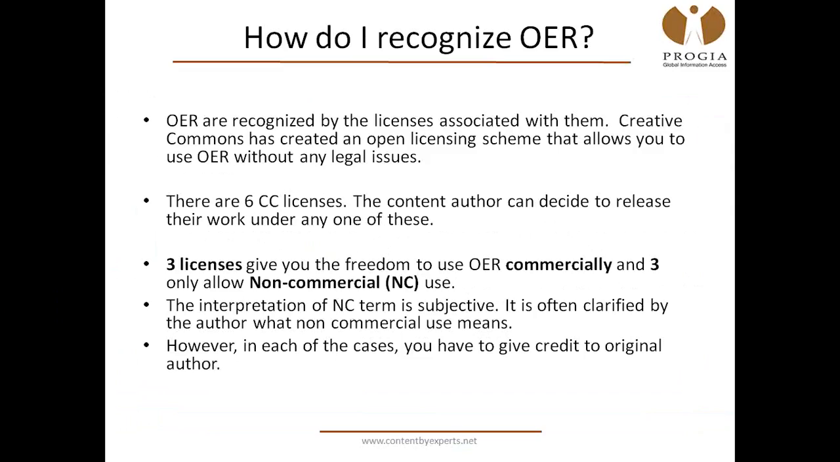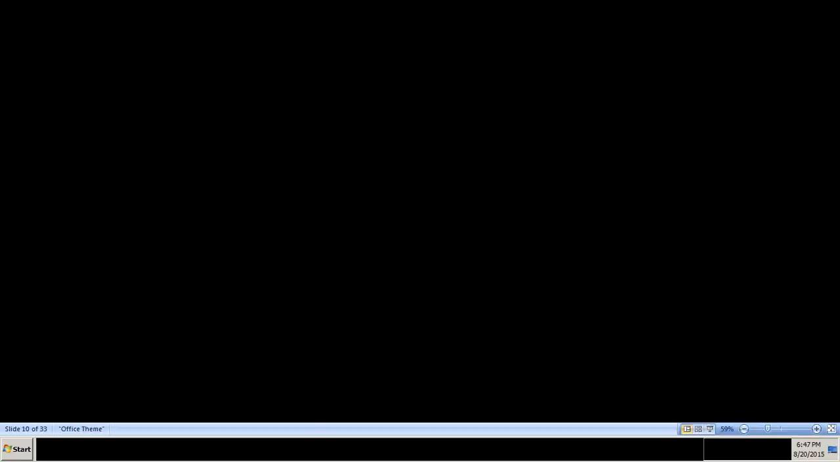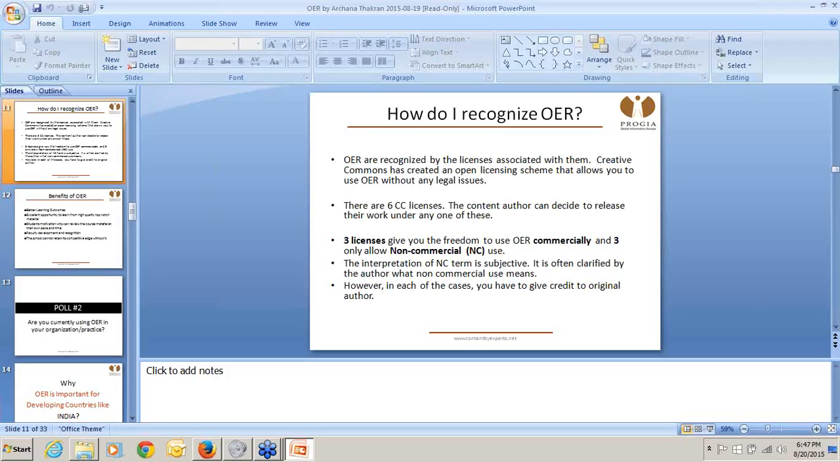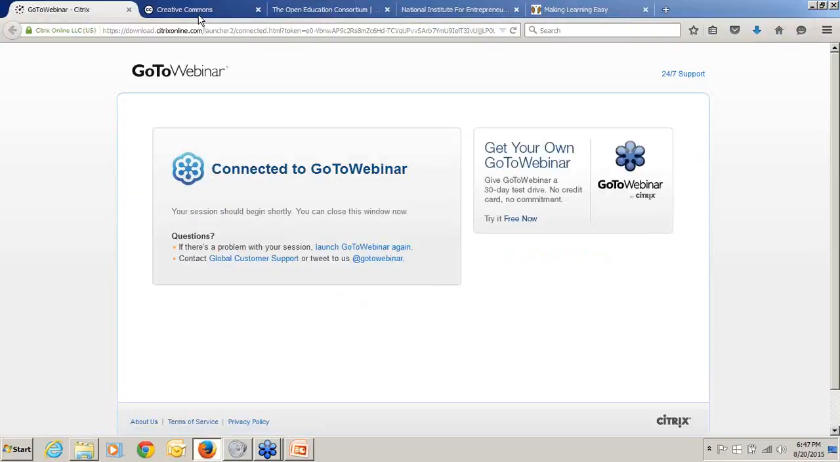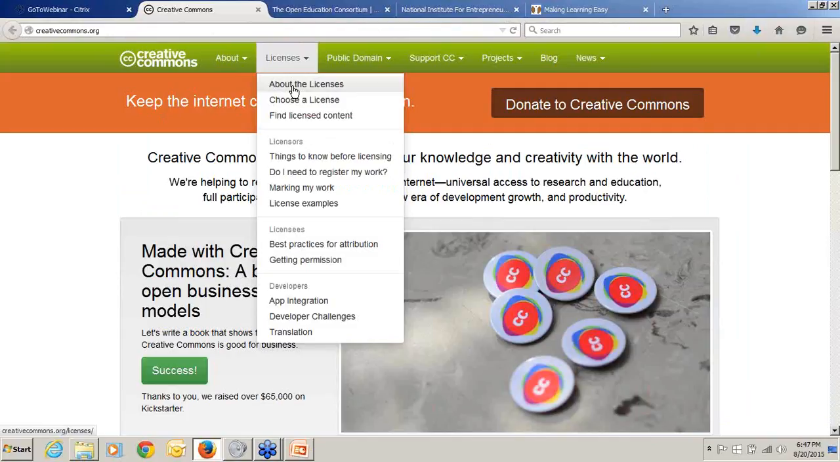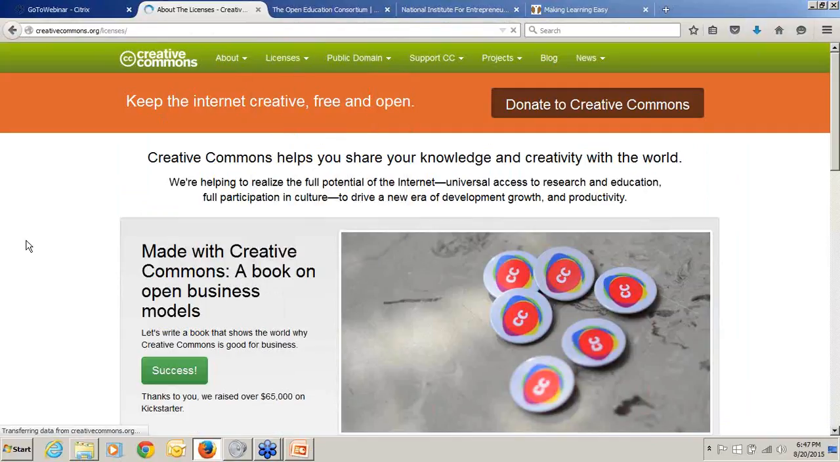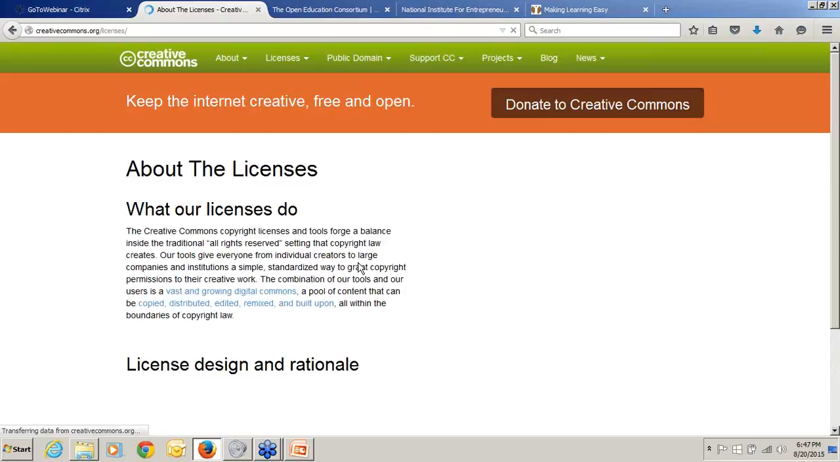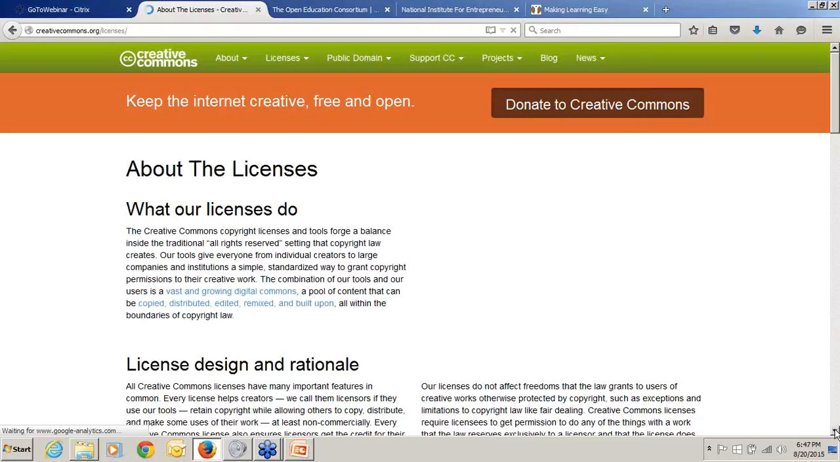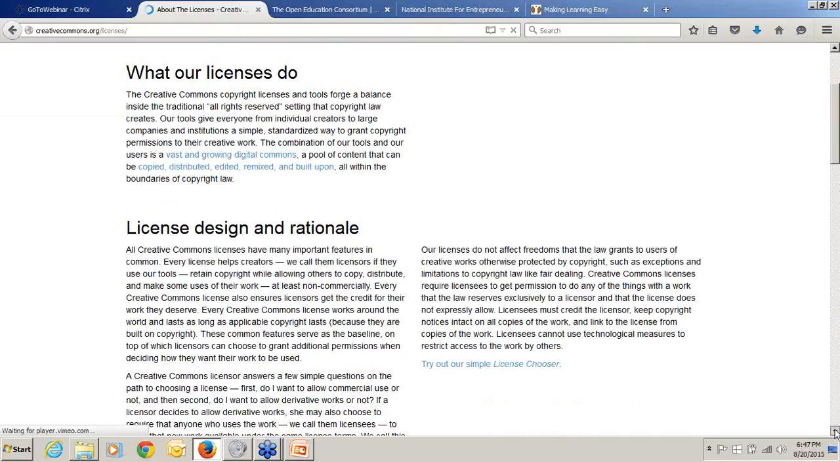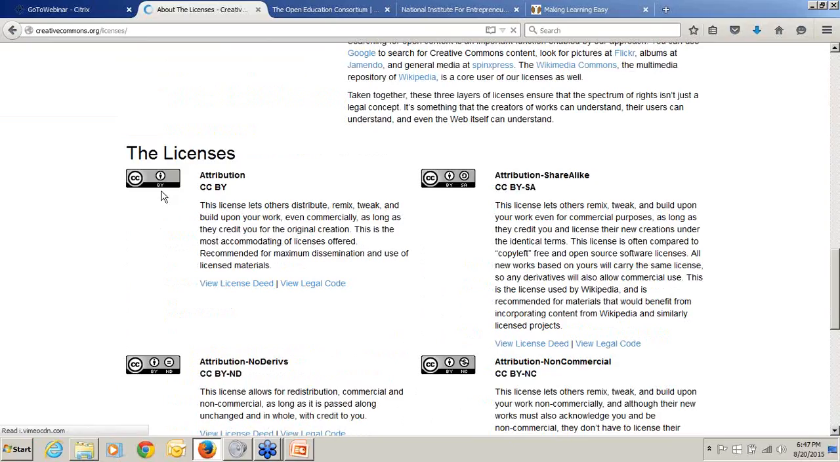So let me quickly take you to the Creative Commons website where we'll see these licenses. So this is the Creative Commons website, and let us quickly have a look at the 6 different licenses. Okay, so the first license is CC BY. BY means attribution. In all the 6 Creative Commons licenses, you have to attribute the original author. The first license, CC BY, is the most relaxed or the most open license out of all the 6 licenses.